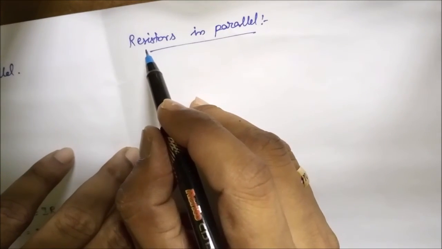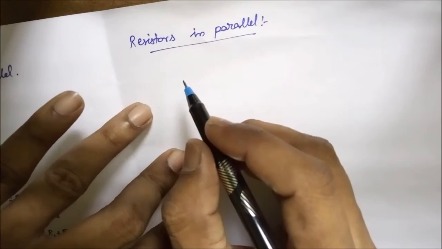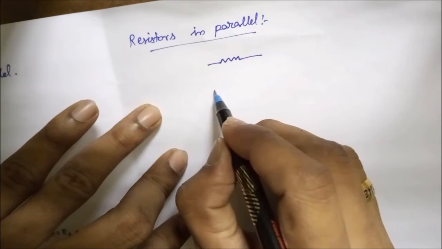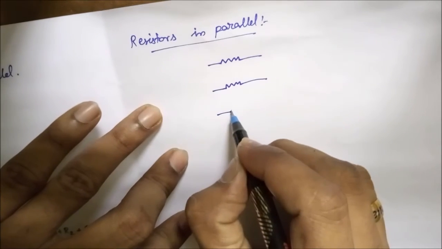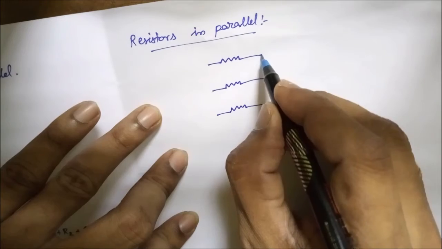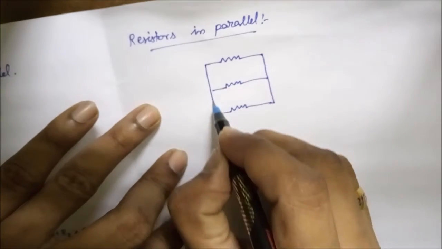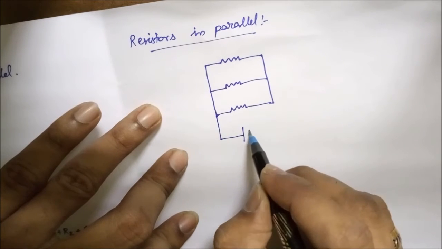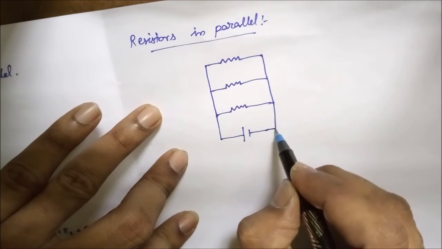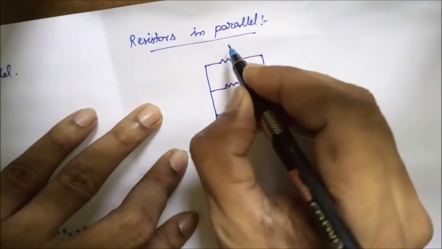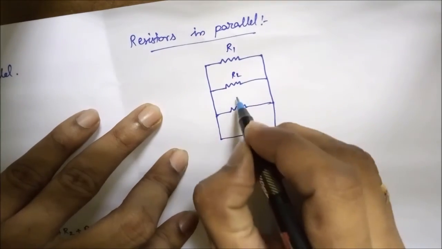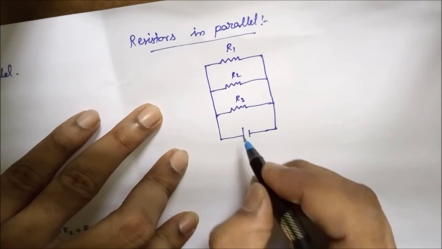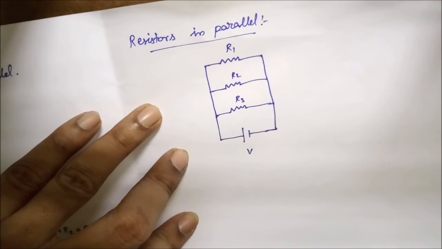Next, resistors in parallel. So the same three resistors R1, R2 and R3, all three will be connected parallel to each other, and in between these we have to apply the potential. The same potential will be applied between R1, R2 and R3. So here this is R1, R2, R3, and in between we apply the potential of V. The same potential will be applied.